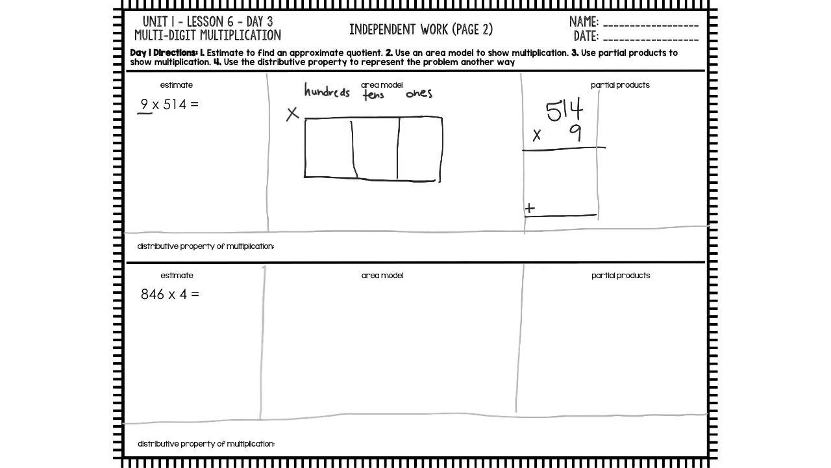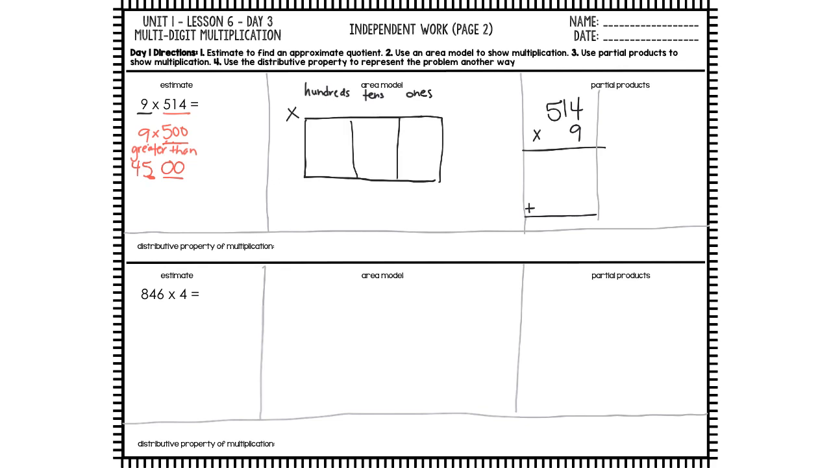I'm going to help you estimate really quick. So 514 is close to 500 times 9. We know that our number is going to have 2 zeros in the ones and tens, so we will start in the hundreds. So 9 times 5 is 45. Our number is going to be a little bit bigger. 514 is larger than 500. So our answer will be greater than 4,500.